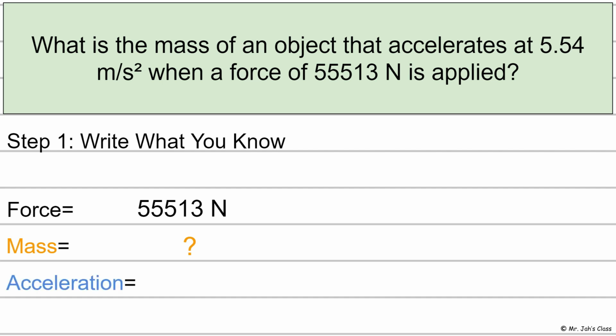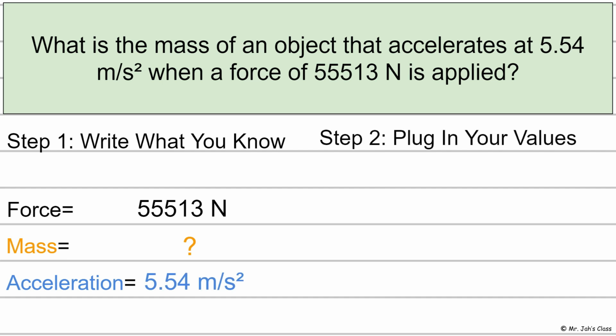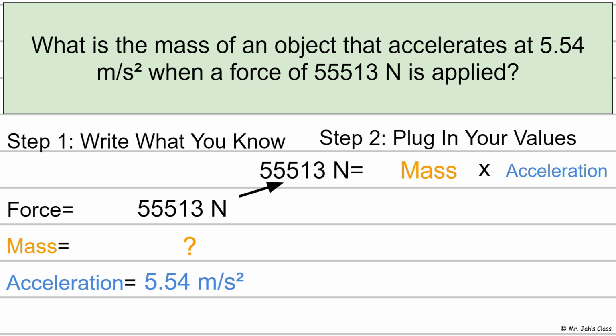And then what about acceleration? Do we have acceleration? We do. That is going to be 5.54 meters per second squared. Put that right there. All right, step two, we plug in our values. So once again, the formula for Newton's second law is force is equal to mass times acceleration. So we'll go ahead and plug in the value for force. And then we plug in the value for acceleration.